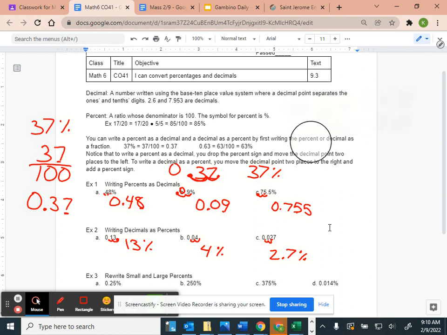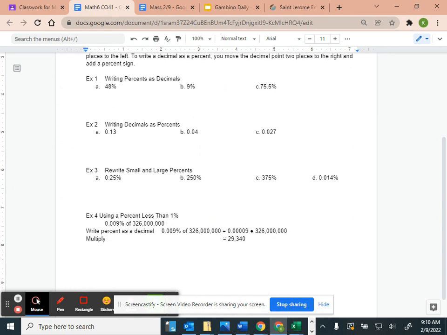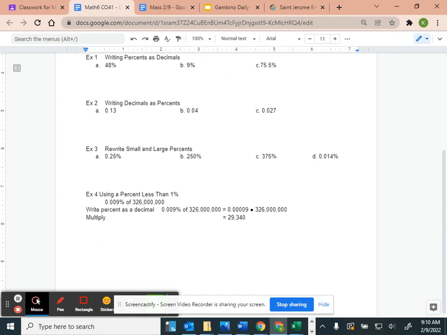All right, let's scroll up. Rewrite small and large percents. All right, so if we have 0.25%, and we need to put that as a decimal. Remember, if we're at a percentage and we want to put it as a decimal, which way are we moving our decimal point? To the left. So Regan, what would I write for a decimal for 0.25%?